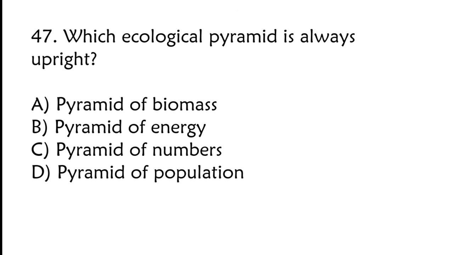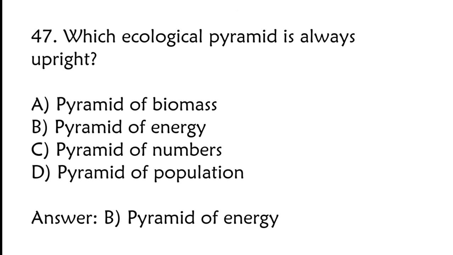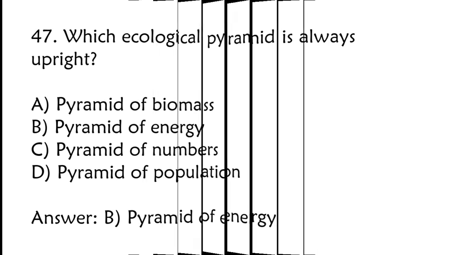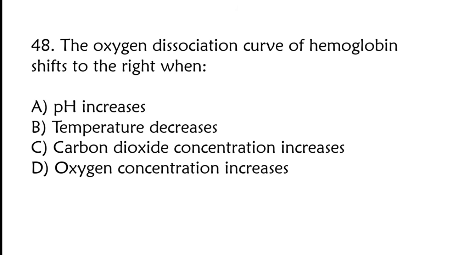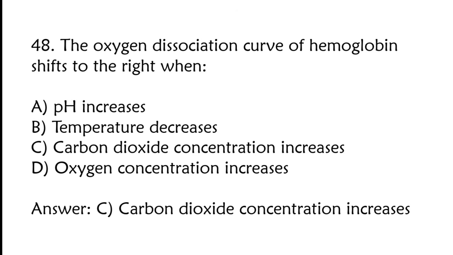Which ecological pyramid is always upright? Correct answer is pyramid of energy. The oxygen dissociation curve of hemoglobin shifts to the right when? Correct answer is carbon dioxide concentration increases.